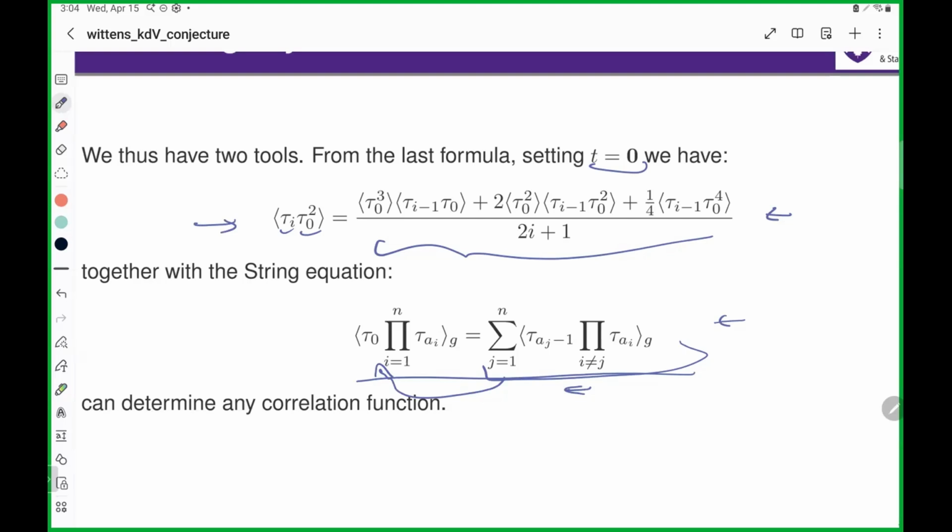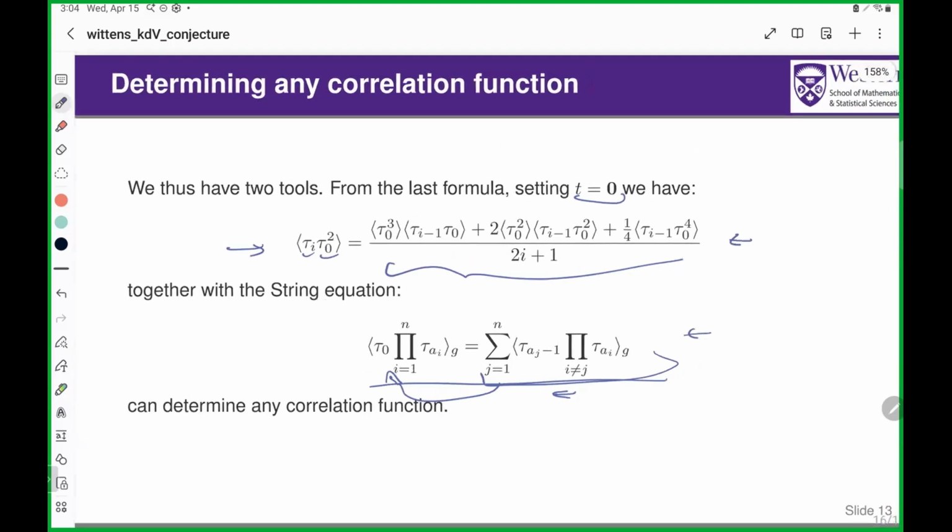And it turns out, this will determine for you every correlation function. And that's really cool. Finding these correlation functions is not easy; they were not known. Well, they are known now because of this method. And so this was very shocking.